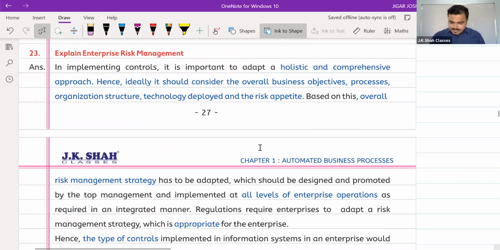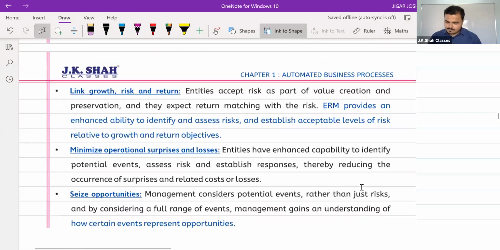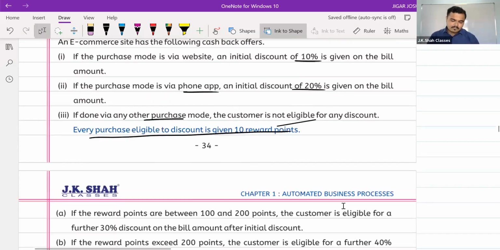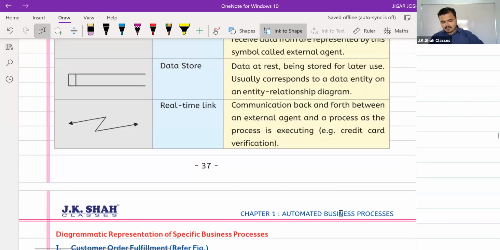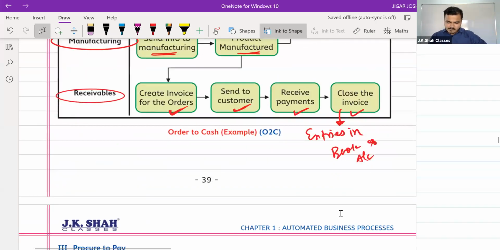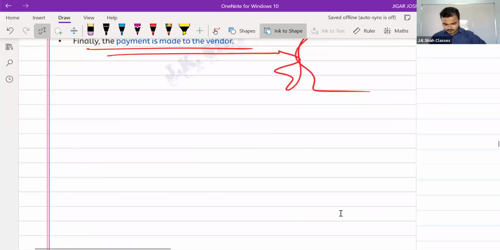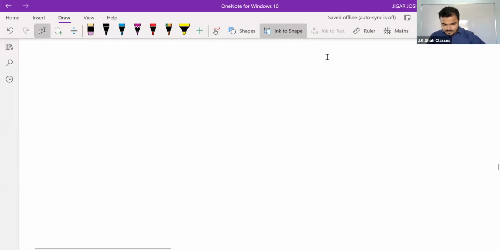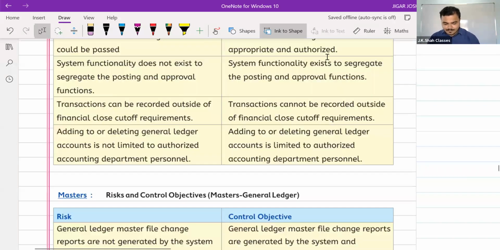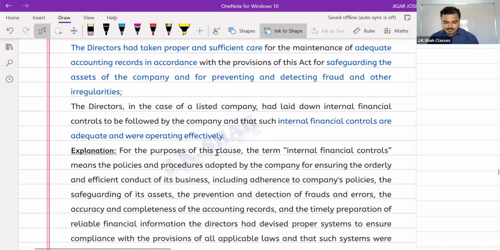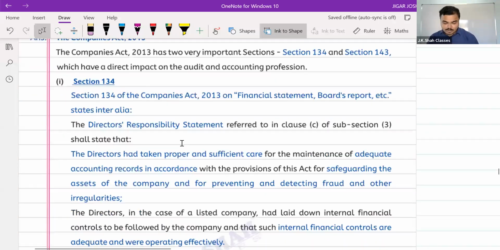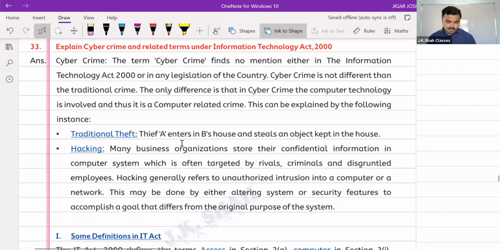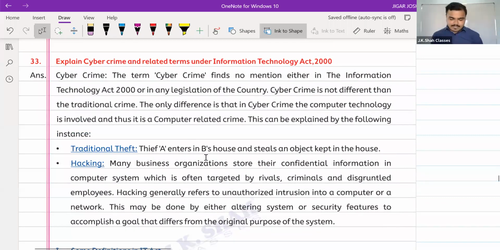Okay. Last question for the day. Started. Tomorrow we are finishing this chapter. You also need to refer to the Companies Act provisions in tomorrow's class. OMG, sir. Yes, my dear friend. Please continue. Question number 33.